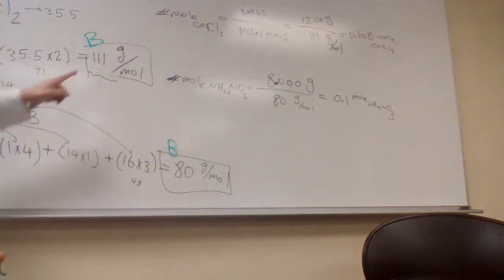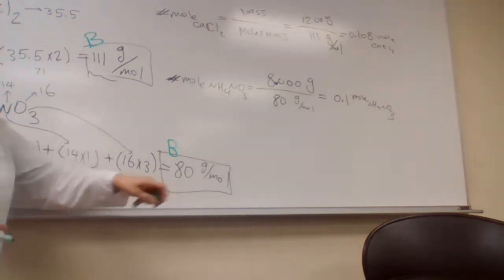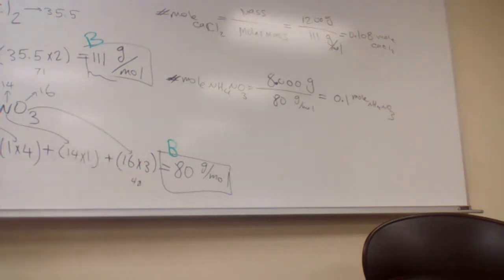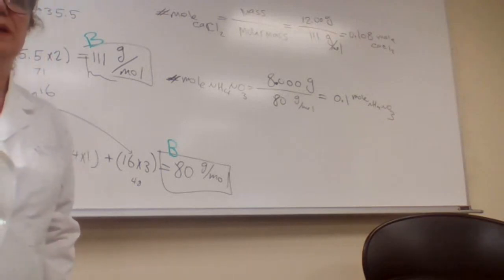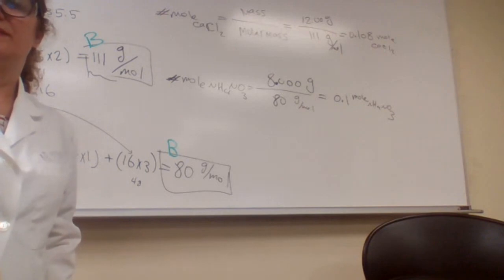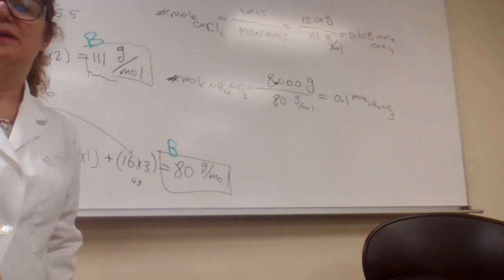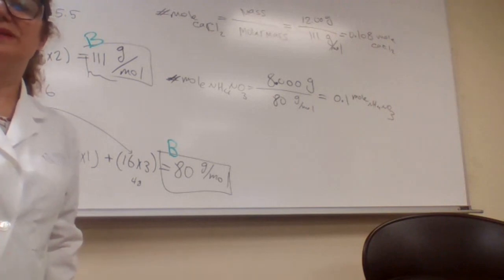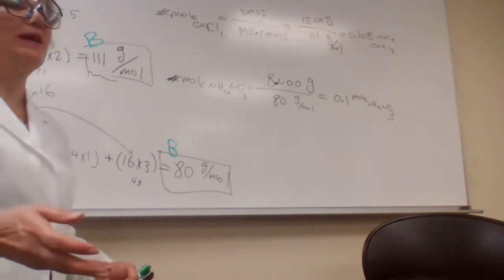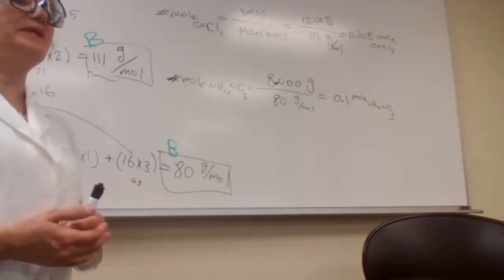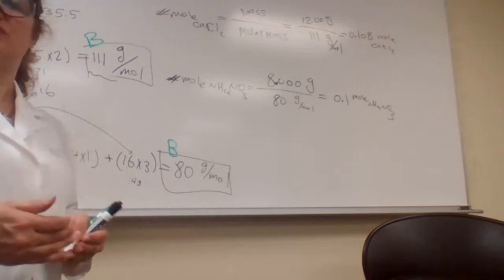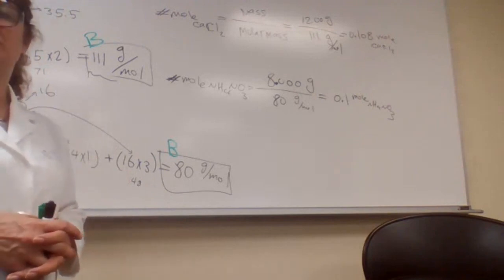So each one goes to one column. This is the formula weight for calcium chloride. This is the formula weight for ammonium nitrate. So we have all the numbers. When you are labeling A and B, just make sure that you have the B for calcium chloride and the B for ammonium nitrate.